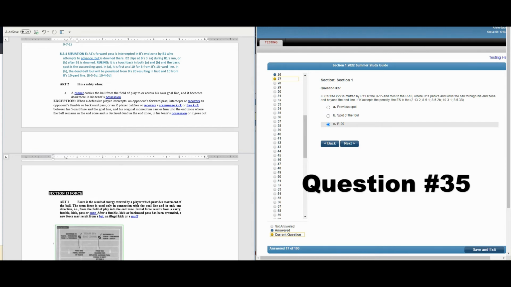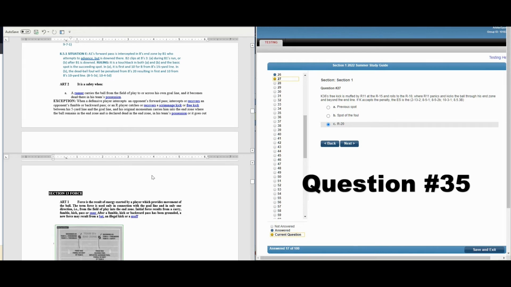Okay, strap in for this one, guys. This was a question that I got wrong, and I still think I got it right, but I know I got it wrong. K36's free kick is muffed by R11 at the R15 and rolls to the R10, where R11 panics and kicks the ball through his end zone and beyond the end line. If K accepts the penalty, the enforcement spot is.